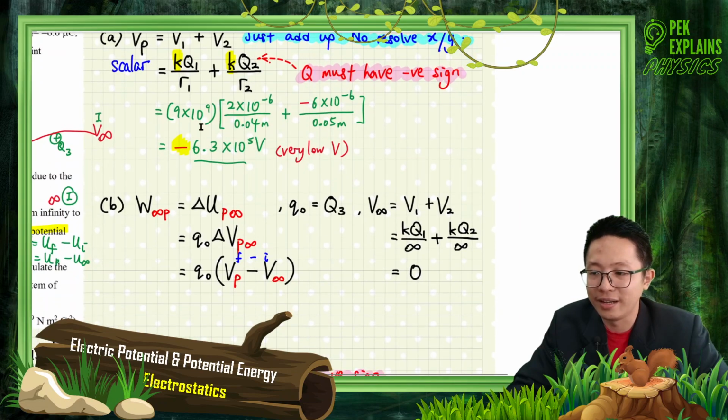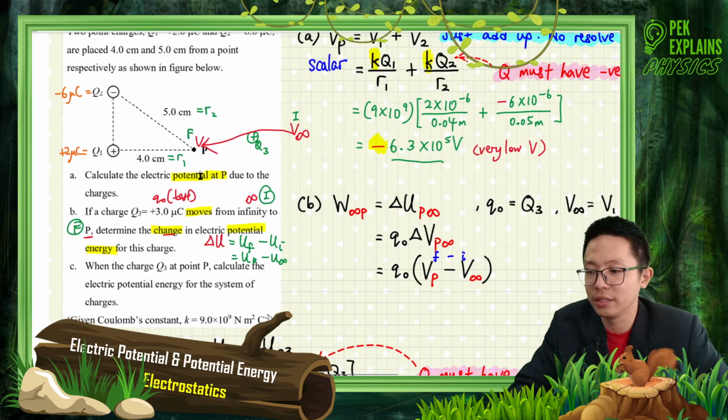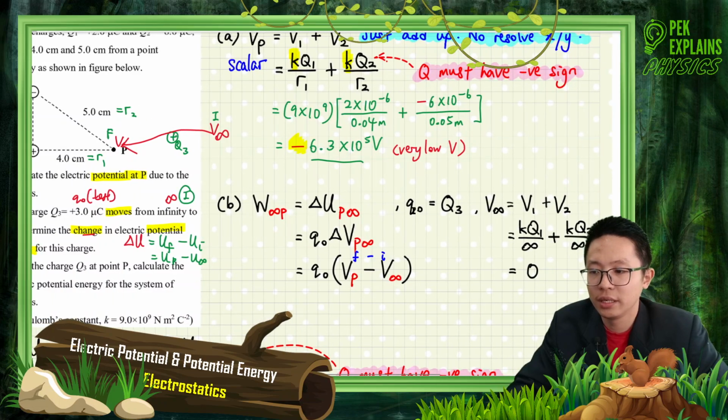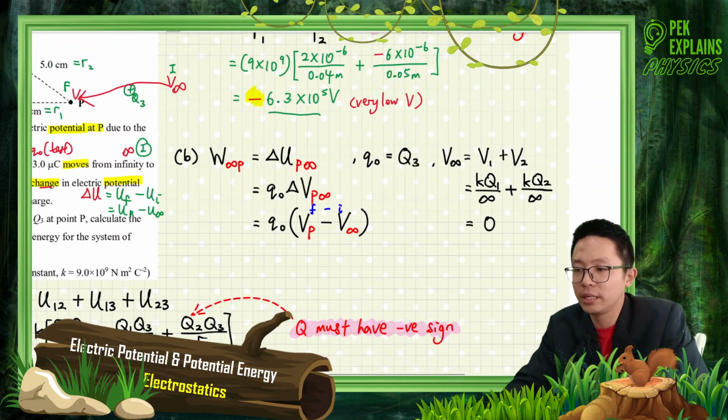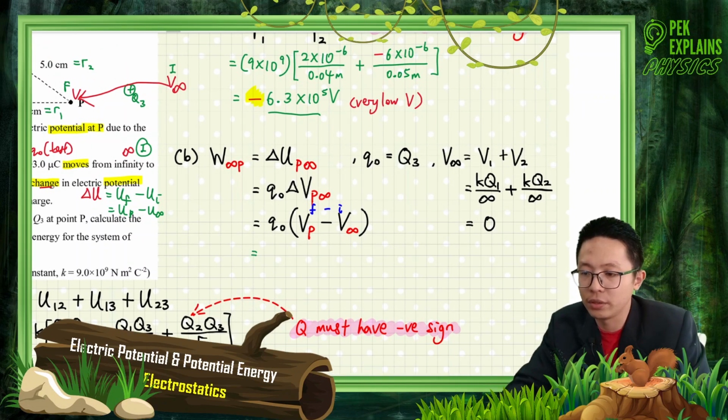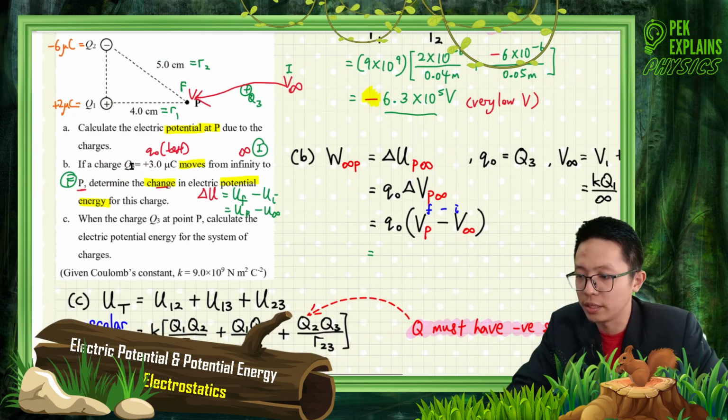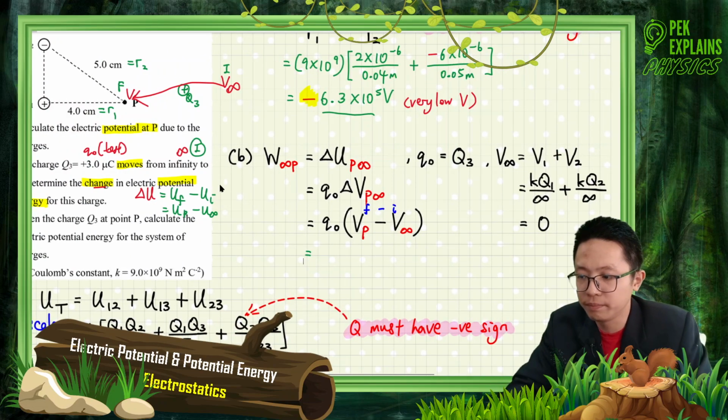So R is infinity. Anything divided by infinity, you get 0, right? And then Q naught, the test charge, is actually Q3. Okay, so now we have everything we need. So let's do it. What is our Q naught? Our Q naught is positive 3 microcoulomb, so 3 times 10 to the negative 6.